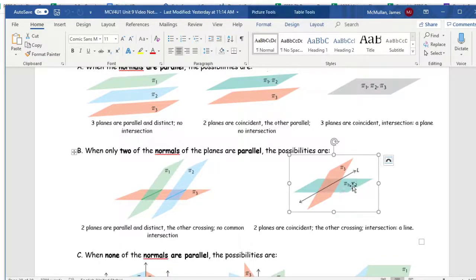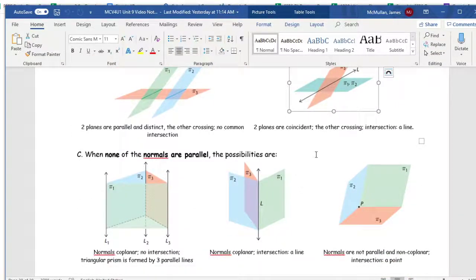On the other hand, if paper 1 and paper 2 are actually on top of one another, then the third one must intersect it somewhere. Just think about yesterday's lesson. I mean, this is just the same question as yesterday. When you have 2 planes that are not parallel, because these 2, pi 1 and pi 2, are really just the same thing.